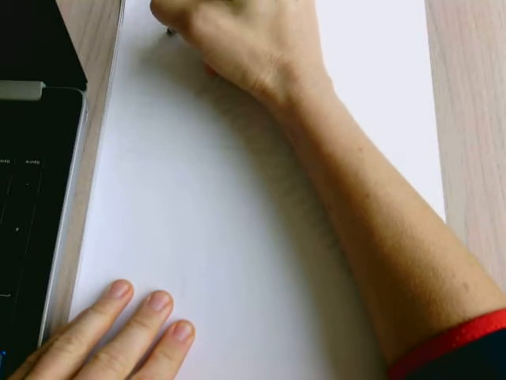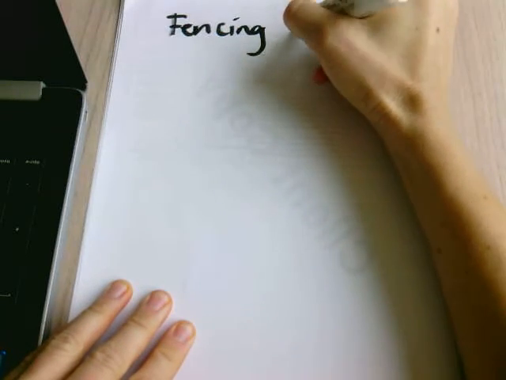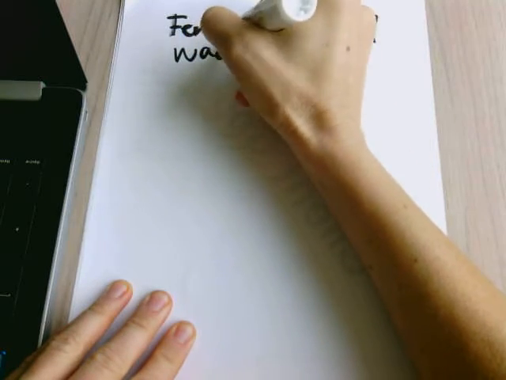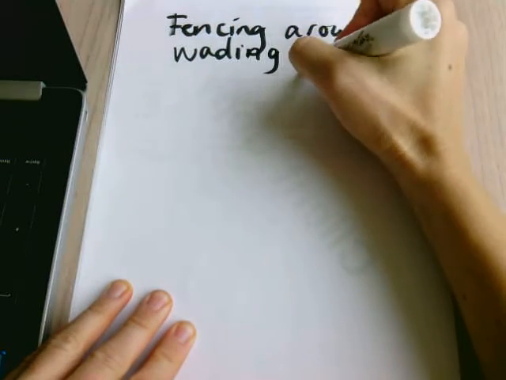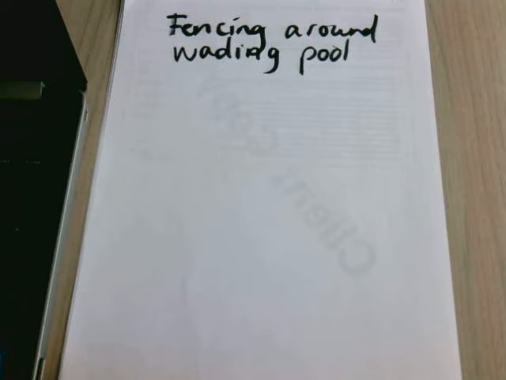So the first part says fencing around the wading pool. So it asks us for the length of fencing required, the area of the pool, and the cost of fencing.